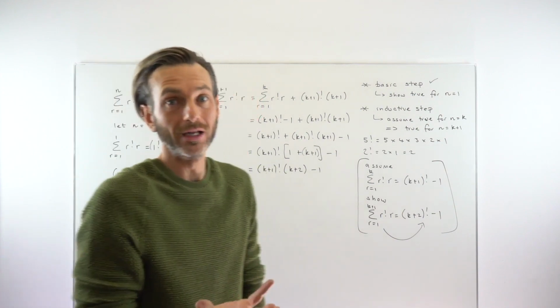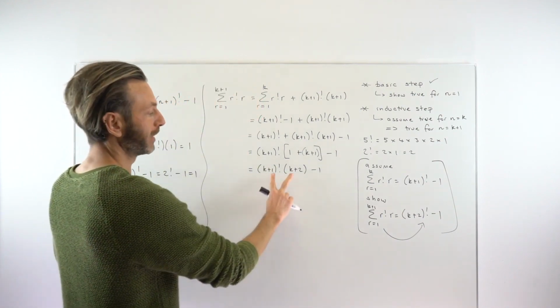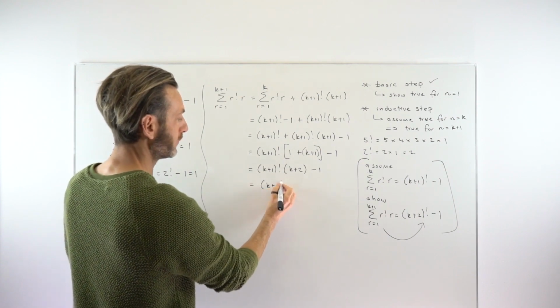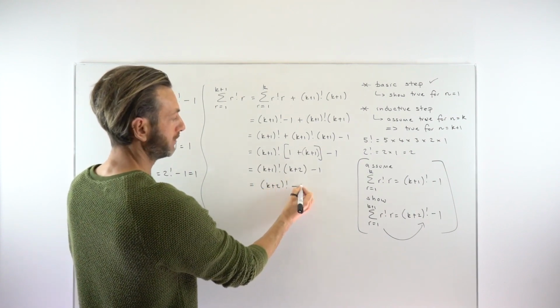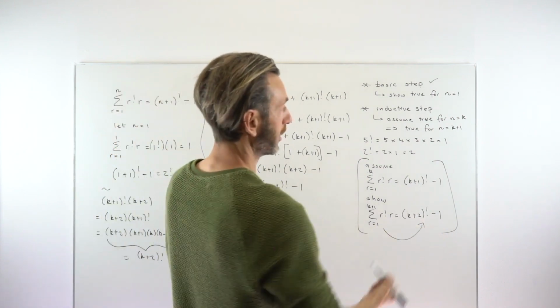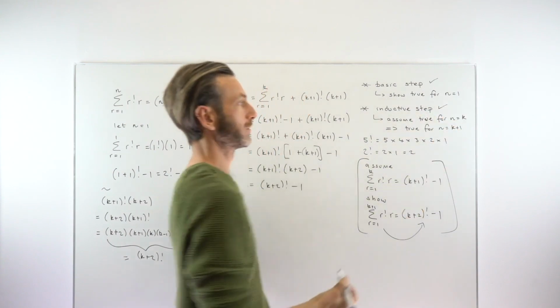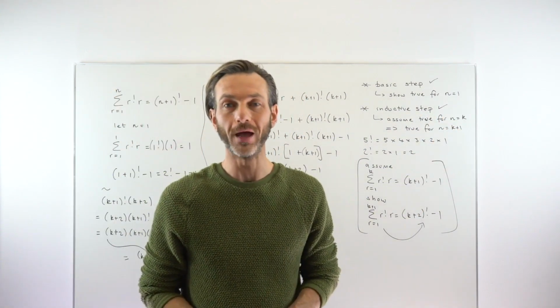So that result, you're going to need to know a little bit about factorials. But if I then pull that over here, we get k plus 2 factorial for these guys, minus 1, and that's the result that we were trying to prove. So that gives us our second step, the inductive step. And that completes the proof by induction.